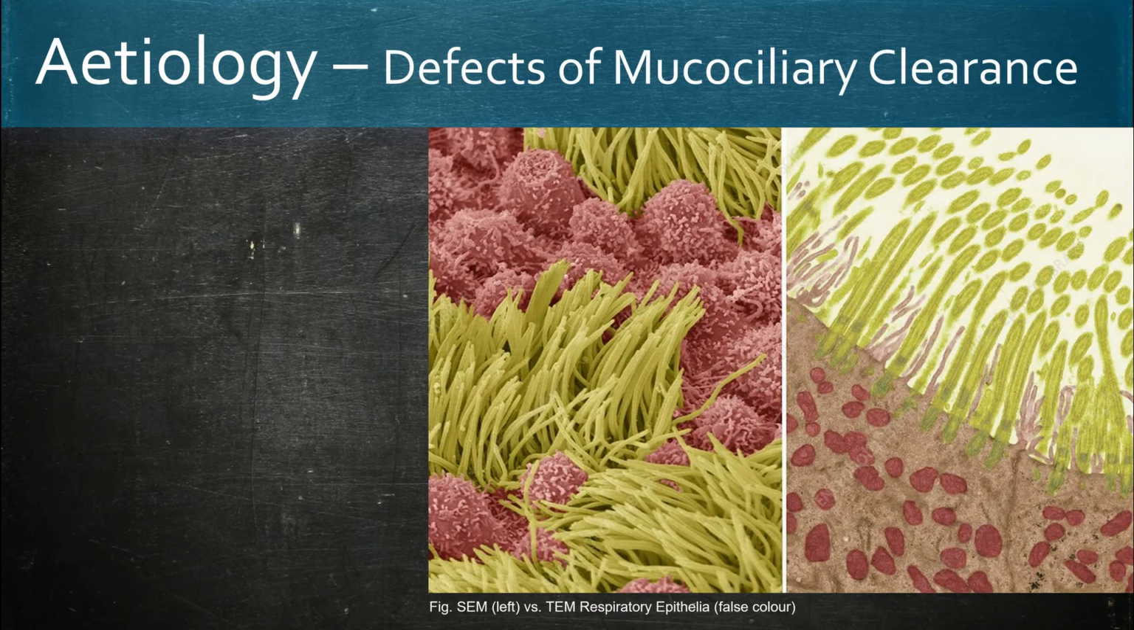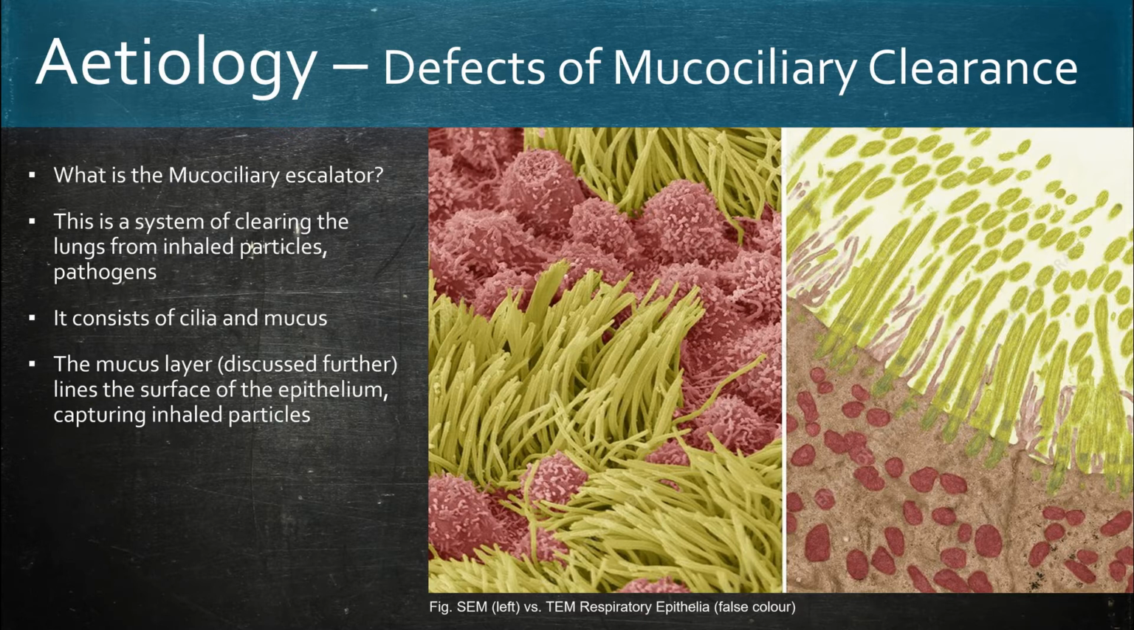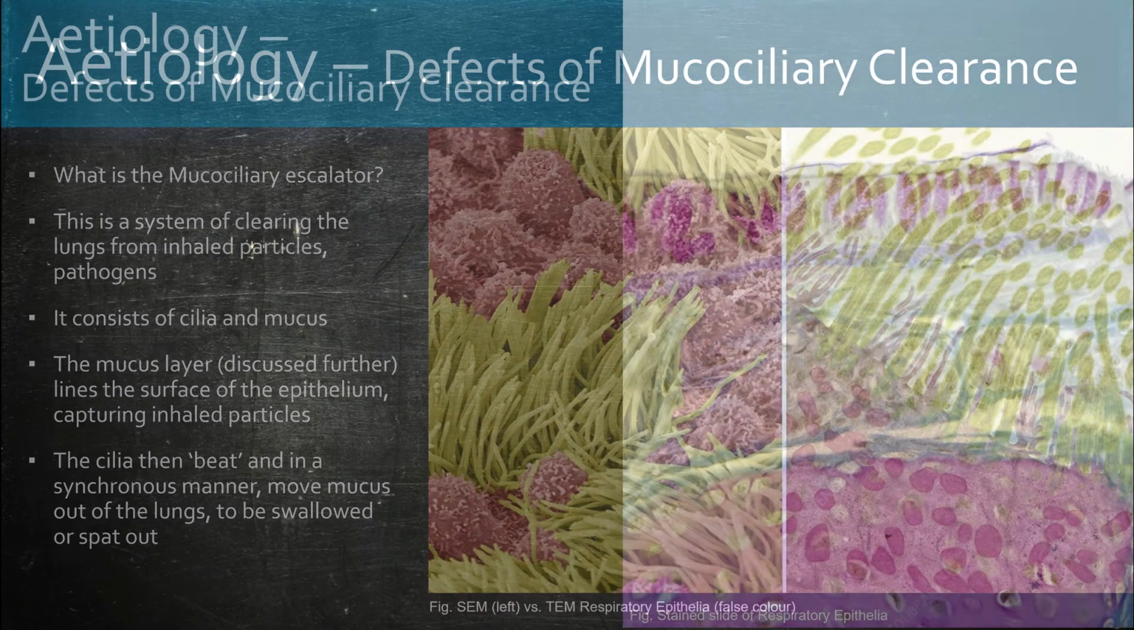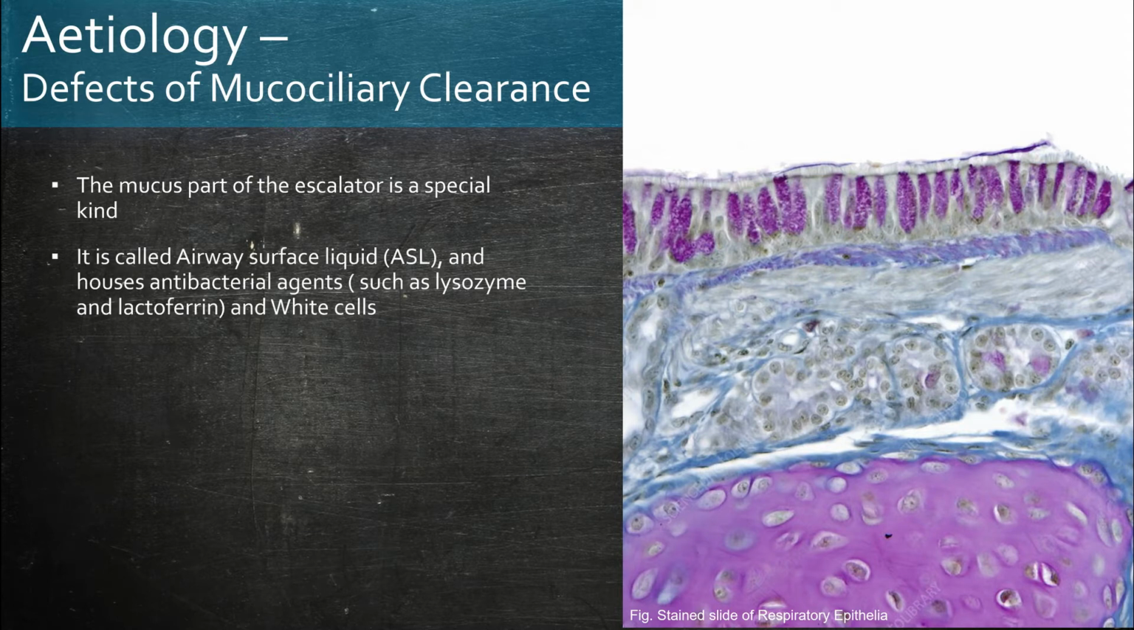Next, we look at defects of mucociliary clearance, of which cystic fibrosis is a part. The mucociliary escalator is an innate defense mechanism consisting of cilia and mucus. The mucus layer lines the surface of the epithelium, capturing inhaled particles. The cilia then beat and move mucus out of the lung. The mucus part of this escalator is of a special kind. It is called airway surface liquid and has antibacterial properties and white cells. The ASL consists of two parts. One part is a mucus component that does the particle capturing, and the other part is known as the periciliary liquid layer, PCL.